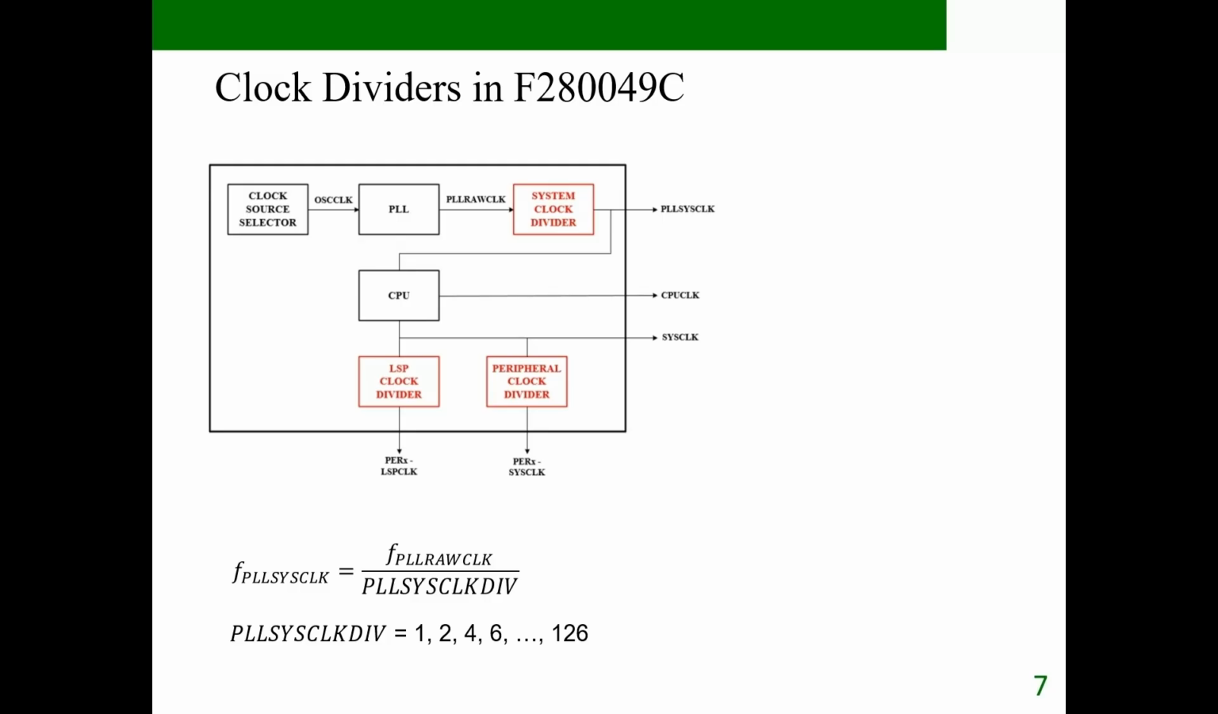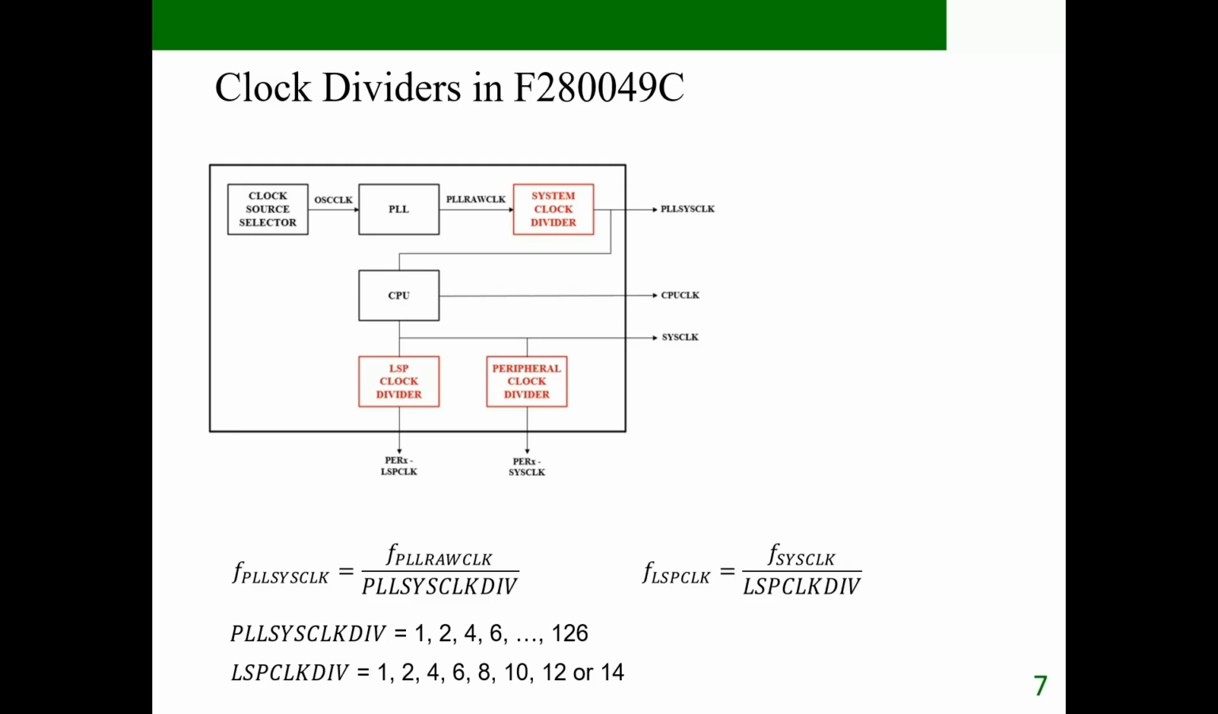From the system clock, we derive the low-speed peripheral clock, or LSP clock. This is set using the LSPCLKDIV field. The LSP clock feeds slower communication peripherals, such as UART and SPI. The allowed divider values are 1, 2, 4, 6, 8, 10, 12, or 14. This ensures that these peripherals operate within their safe frequency ranges and comply with protocol timing requirements.